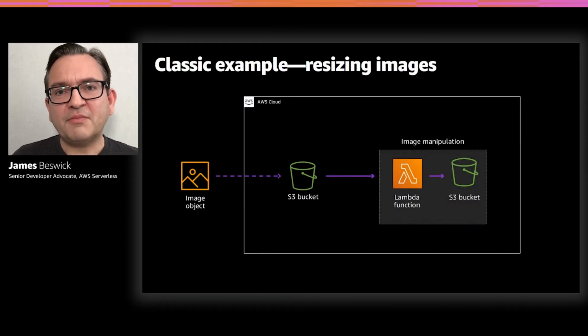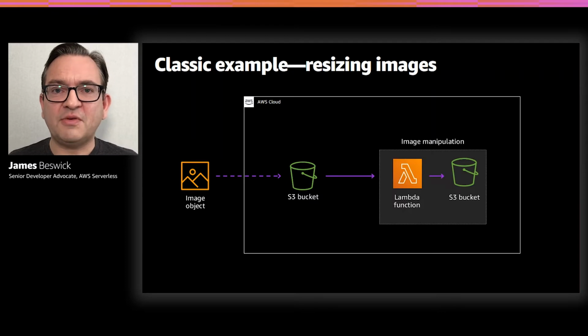If you've worked with Lambda in any way or run through any tutorials, you've probably come across this example. This solution allows you to optimize images stored in S3 at the point where they're written to the bucket. It uses a Lambda function to process the image to optimize the size and the quality. Let me just walk through this example quickly.